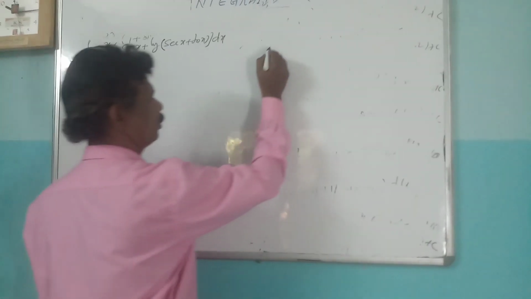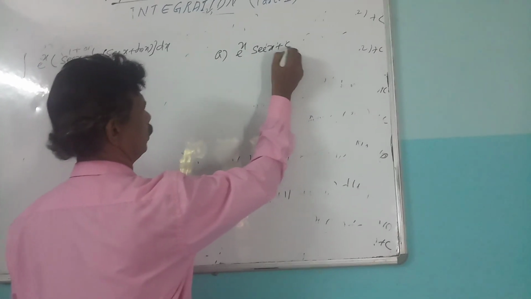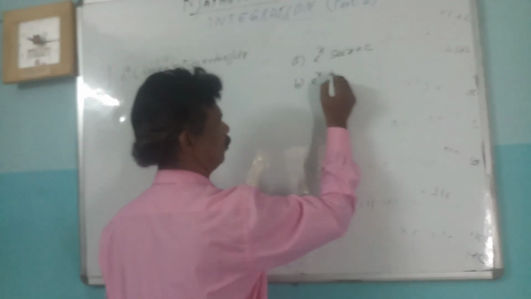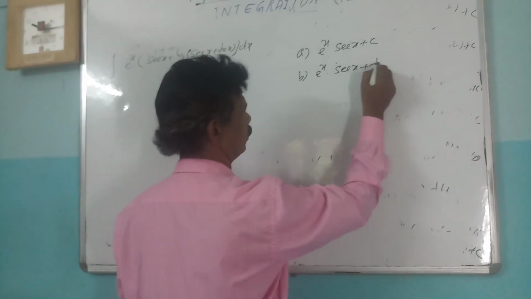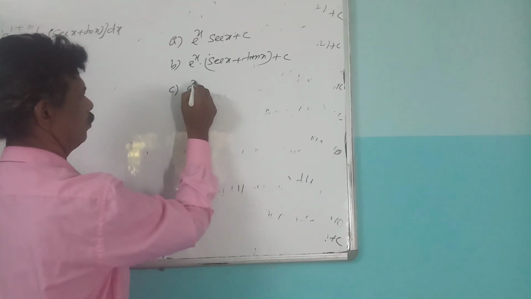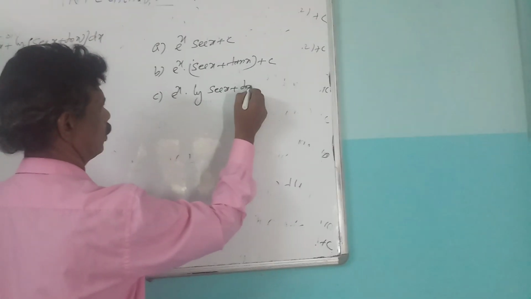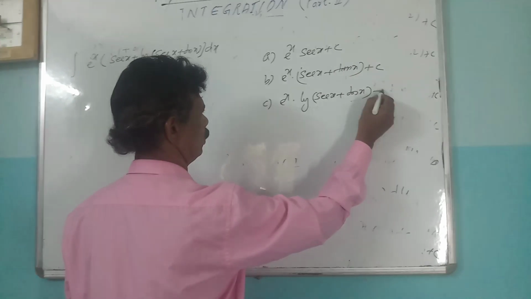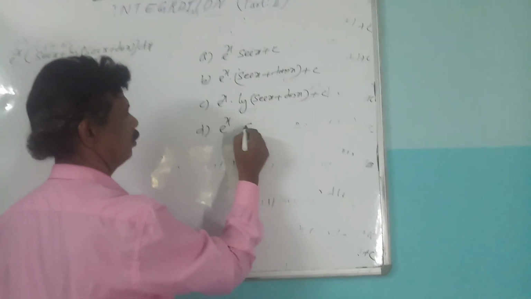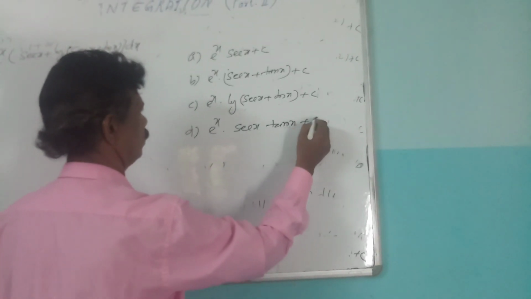Choices: first, e raised to x sec x plus c. Second choice, e raised to x into sec x plus tan x plus c. Third choice, e raised to x into log of sec x plus tan x plus c. The last choice, e raised to x into sec x into tan x plus c.